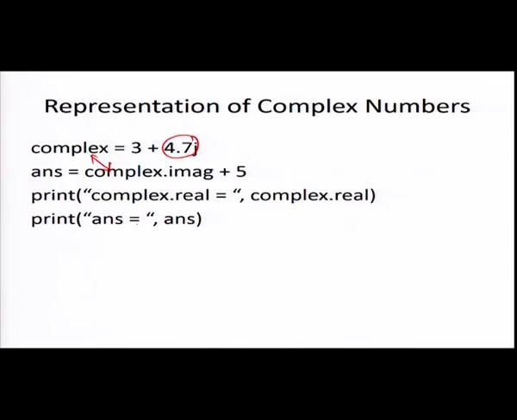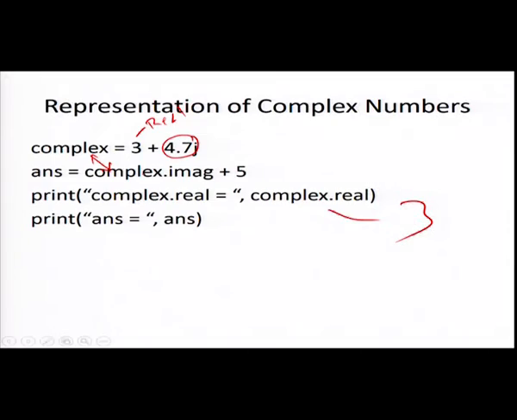If I print complex dot real, what answer will I get? As I said, this is the real number, so I get the answer as 3. And if I print the answer as ans, what is the answer? 4.7 is added with 5. What is 4.7 plus 5? It is 9.7 that will be printed. So, this is how complex numbers are represented.